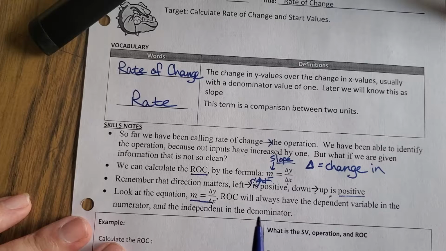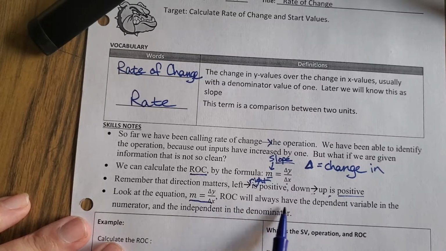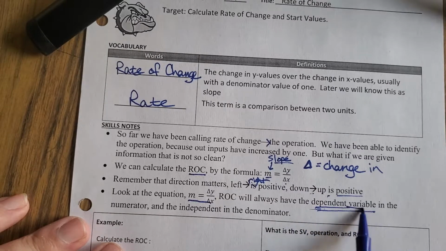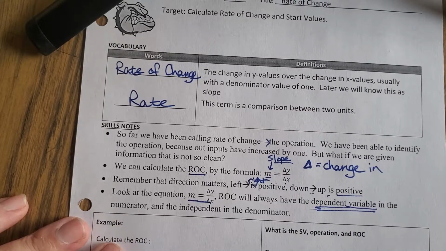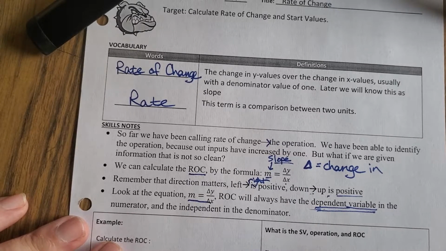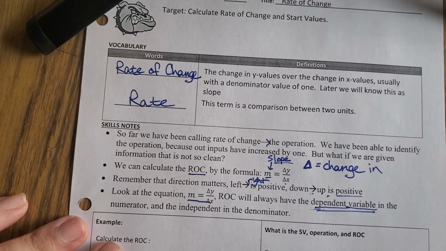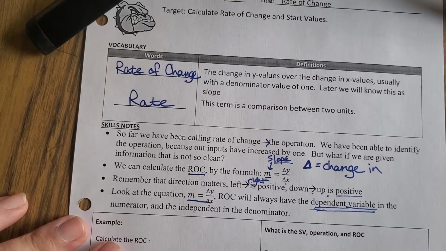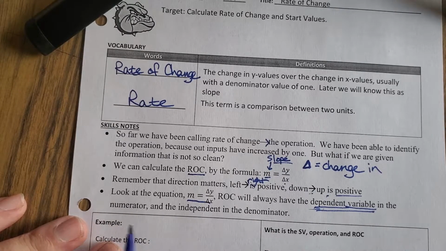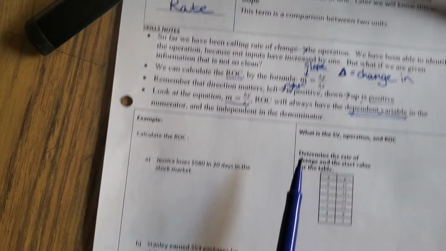Let's take a look at this equation. Slope equals delta y over delta x. The rate of change will always have the dependent variable, and we learned about that yesterday, in the numerator. The dependent variable is our y value, the number in the second column, the one that changes based on whatever was put into the formula. And the formula will come into play in section 2.8. And the independent variable is in the denominator.